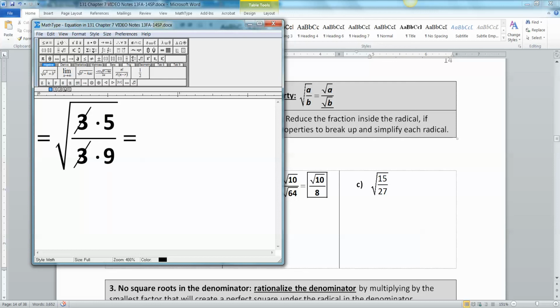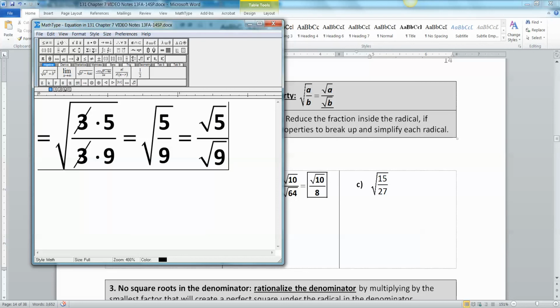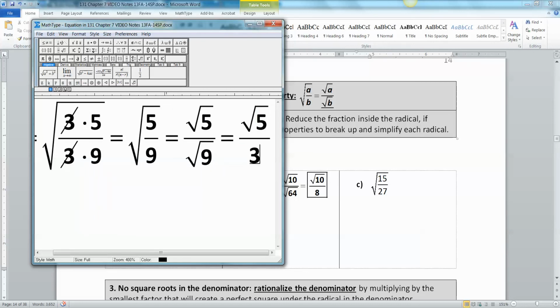So this is really the square root of 5 over 9. But that's really the square root of 5 over the square root of 9, which is really the square root of 5 over 3. And we're done.